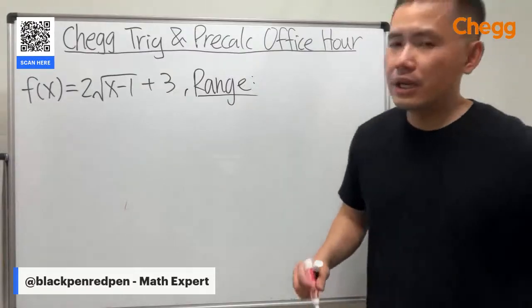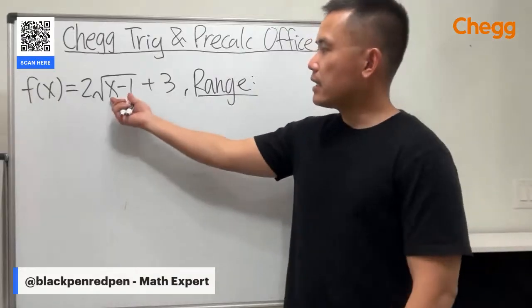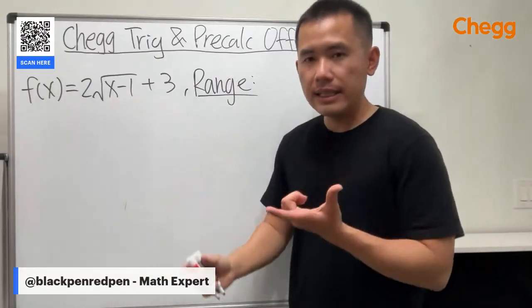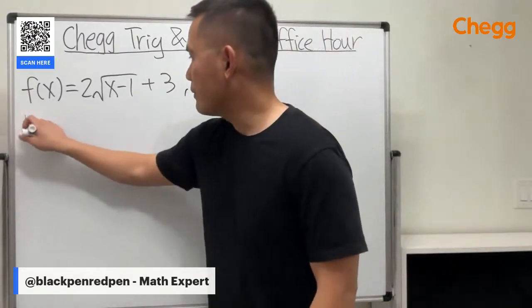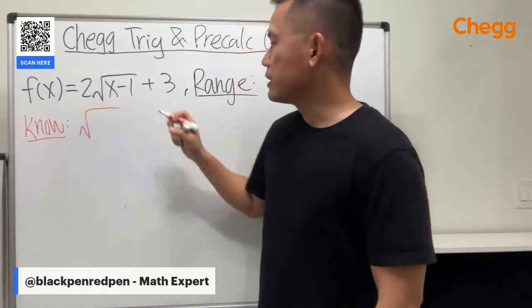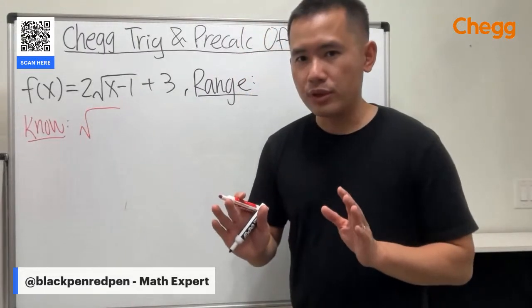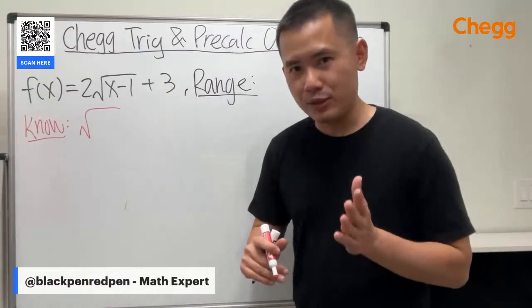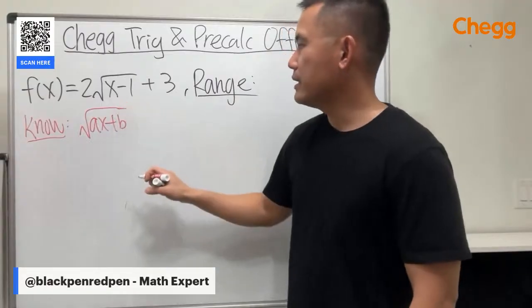All right, so this is a summary that you should know. It depends on how complicated the inside expression is for the square root. I will tell you. So first, you have to know that when you have a square root, if the inside is just a very nice expression, what I mean by that is just linear. So I'll just say ax plus b, right?